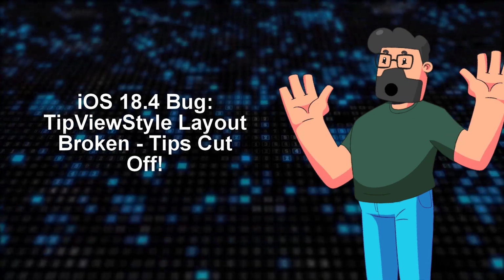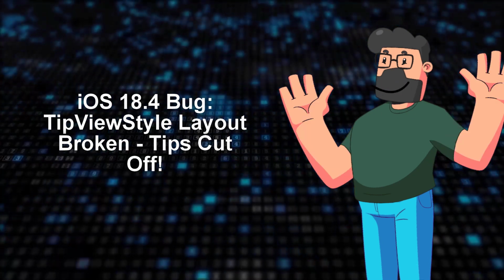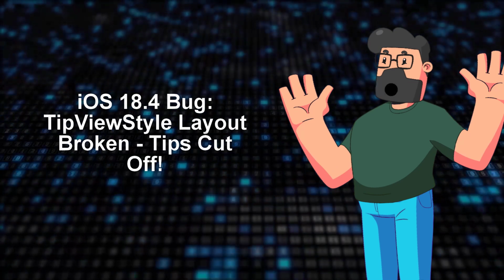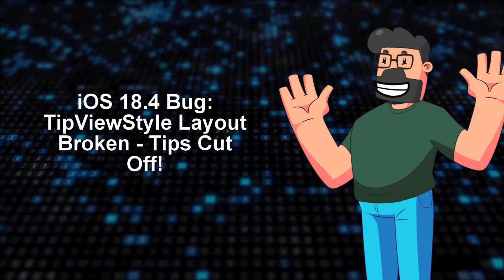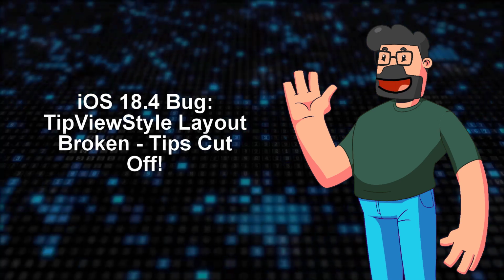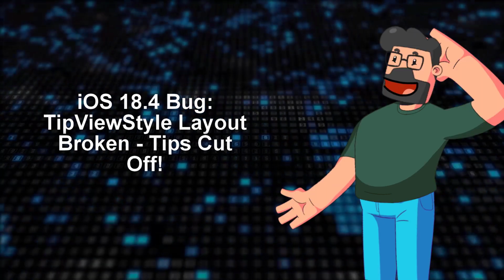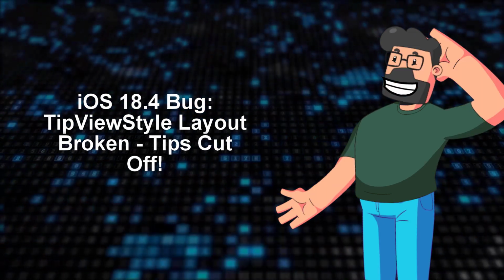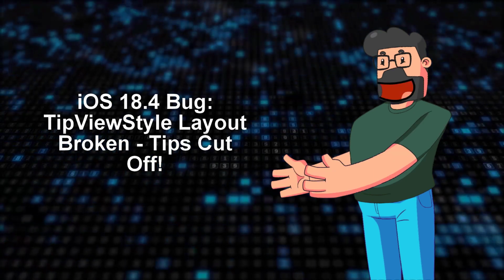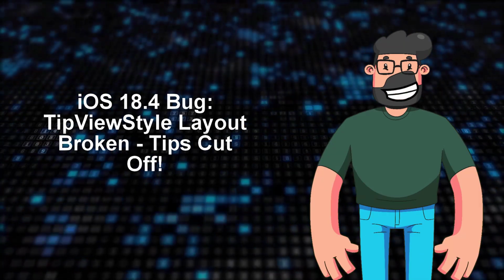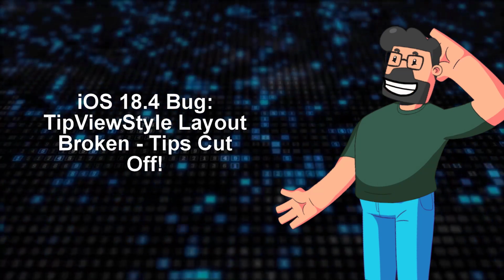Hey there. Today we're diving into a common problem that many developers face when working with TipViewStyle in iOS. The issue arises when the layout of a tip gets compressed and the message inside it gets truncated, especially after updating to iOS 18.4. It's frustrating to encounter such a problem, but fret not, as we have a solution at hand to tackle this issue.